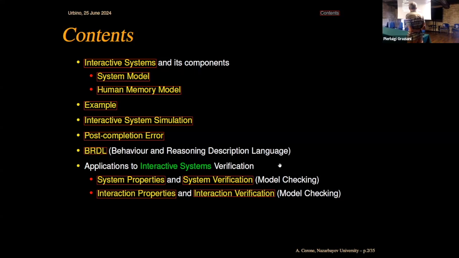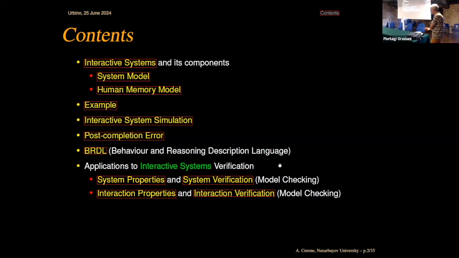First, I will briefly introduce a bit about formal verification of system properties, but then I will focus on interactive properties, properties of the interaction. So how we verify not only the system, whether it's functionally correct or not, but also whether the system, together with the human, with a certain cognitive model, let's say, is able to satisfy properties of the interaction. So this is actually what we do in terms of human-computer interaction.